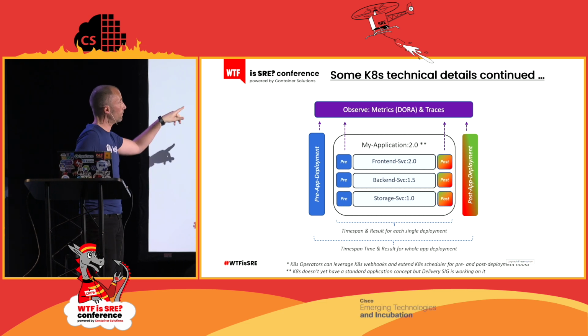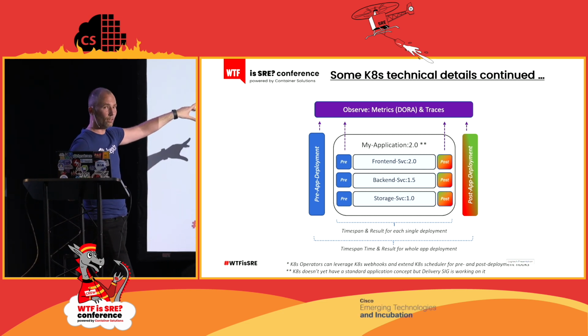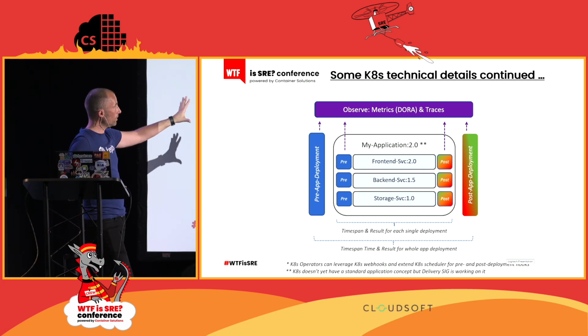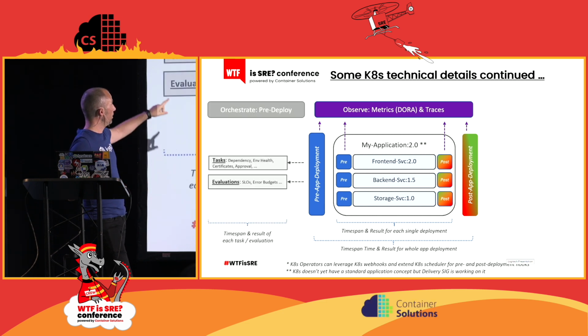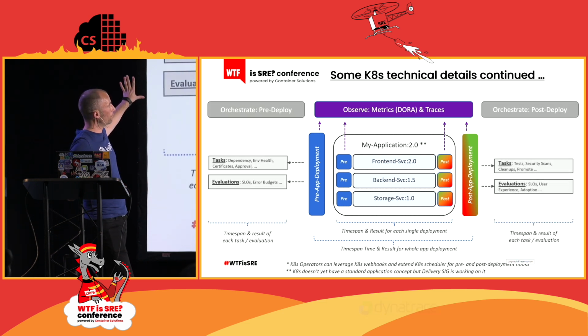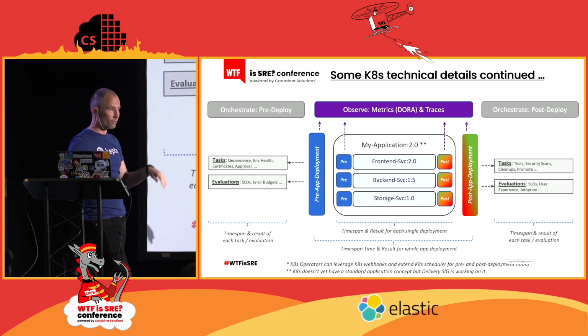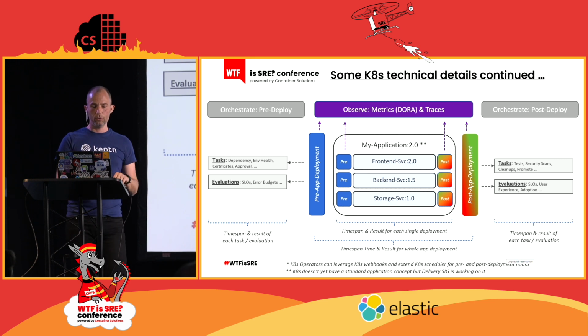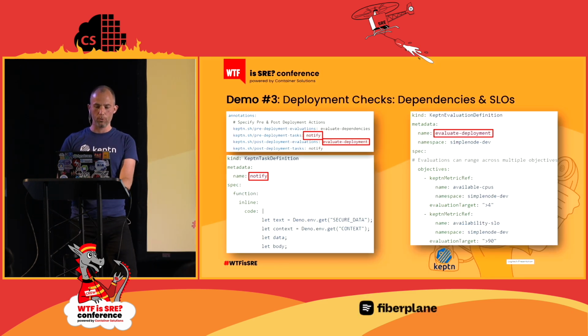So if you think about this slide again that I showed earlier, where I explained we're using this to measure the end-to-end deployment time and trace, we now give you the options to execute pre- and post-deployment. We call them tasks and evaluations. There are 2 types we allow you to do, and I'll show you in the demo how this works.